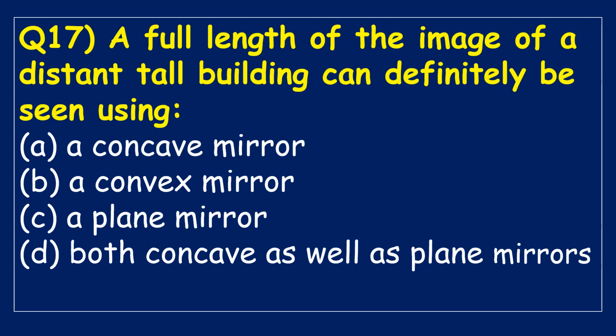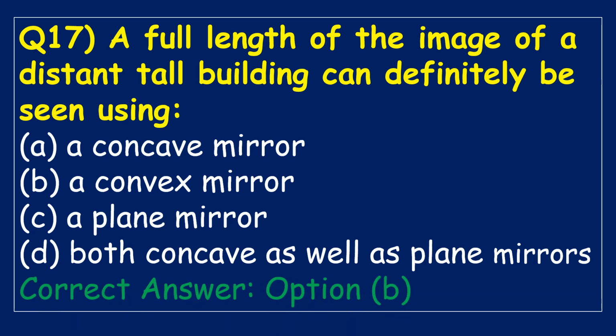Your options are concave mirror, option B convex mirror, option C a plane mirror, option D both concave as well as plane mirrors. Your option is option B, it's a convex mirror. Convex mirror always makes a wider angle of view.